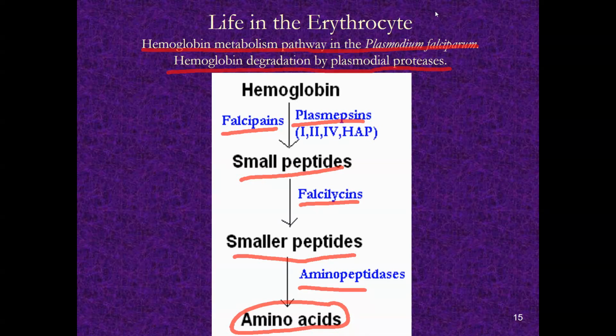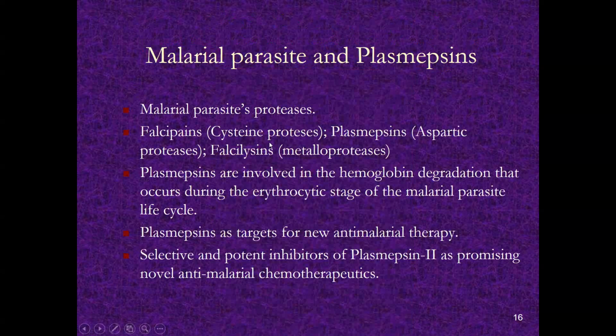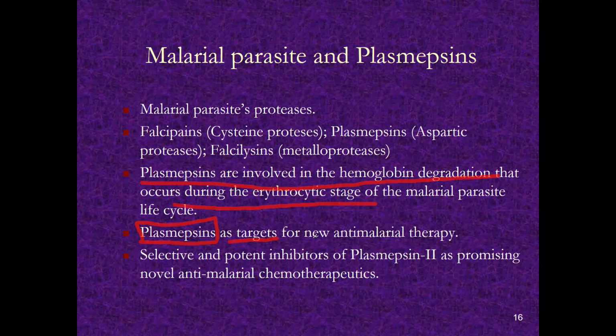So what was the idea? There are several enzymes, but one of these enzymes is called plasmepsin. Plasmepsins are involved in hemoglobin degradation occurring during the erythrocyte stage. Plasmepsin was considered as a target for new anti-malarial therapy.